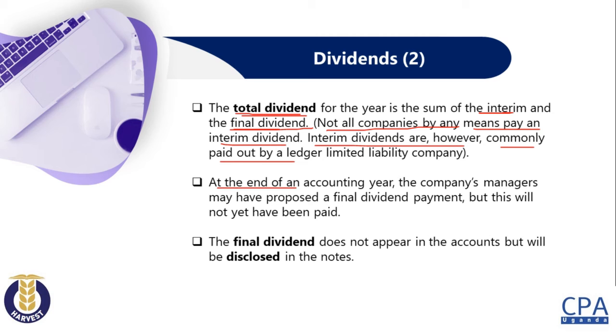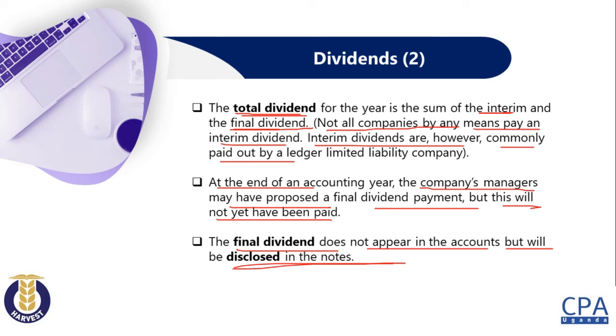In the second place, we are saying that at the end of the accounting year, the company's managers may have proposed the final dividend payment, but this will not yet have been paid. That means that the final dividend will not appear in our accounts, and we shall simply disclose that in the notes. So as you continue with company accounts, please take note of this. If you're given the interim or the final dividend that has been proposed, we do not recognize the proposed dividend in our accounts. We shall only recognize the dividend that has been paid.